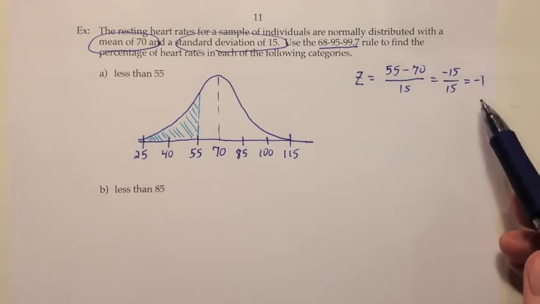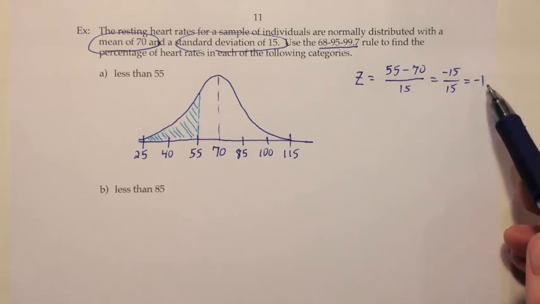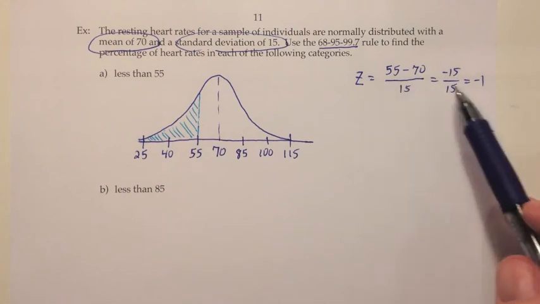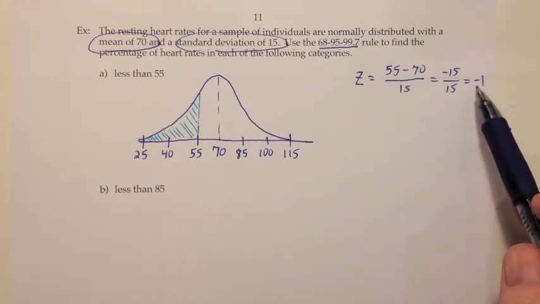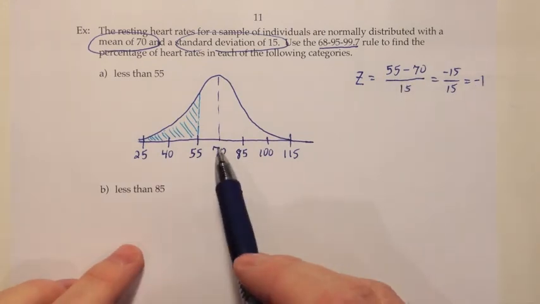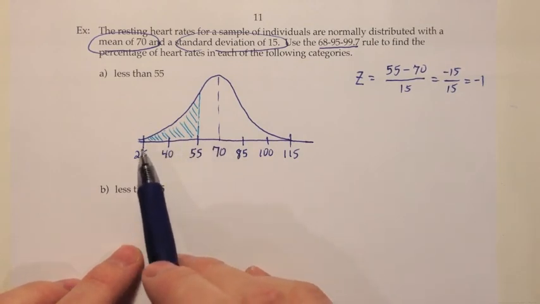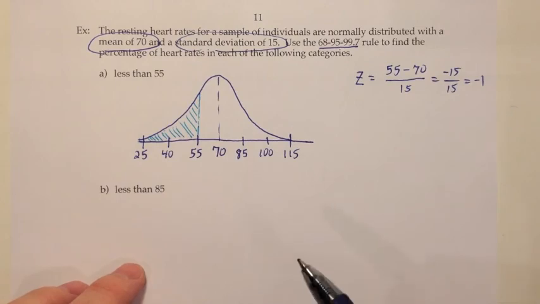And again, we mentioned on the previous page that a negative on a z-score means you're to the left of the mean, and the number is how many standard deviations. So I would read this as telling me that 55 is 1 standard deviation to the left of the mean. But I could already see that on my picture because I had numbered things by counting standard deviations to the left and standard deviations to the right.